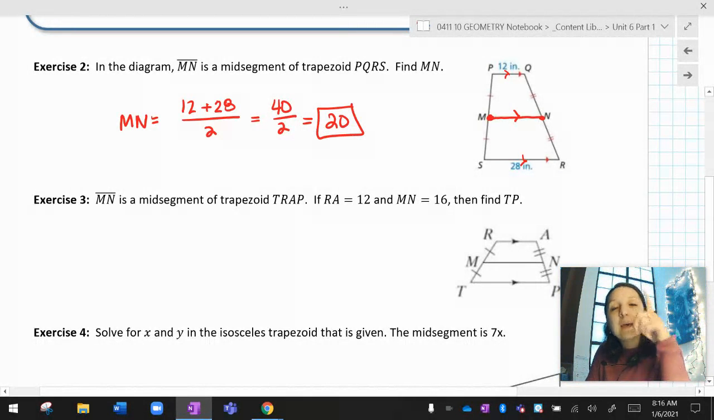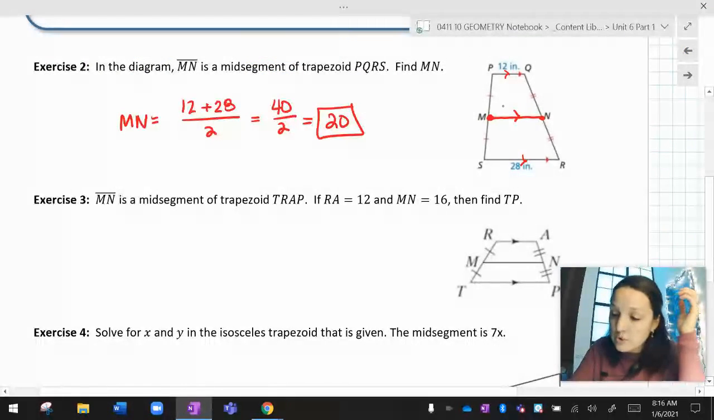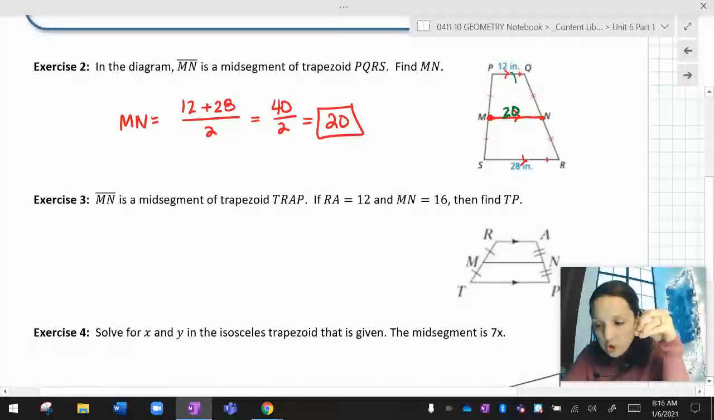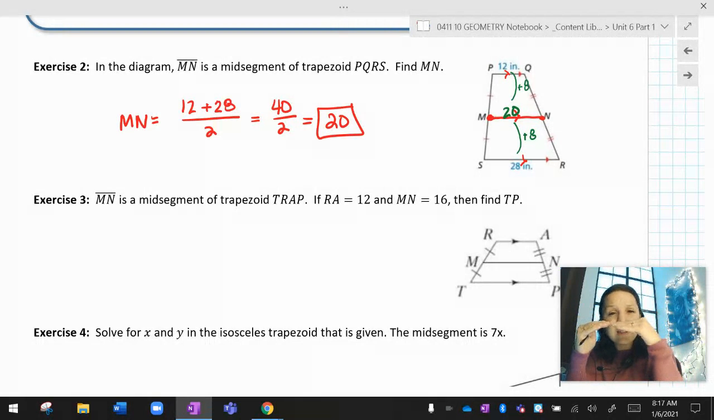Cool. Here's another thing I want you to notice. So if they give you the top and the bottom, and you average them, you should get the middle. All right? One way to know if you did it right, and this is helpful in other instances, is 20 should be exactly halfway between 12 and 28. How much did I add to get from 12 to 20? I added 8. How much did I subtract to get from 28 to 20? 8. So depending on what they give you, it's helpful to know that the distance on a number line from that midsegment to the top and the bottom is going to be the same.